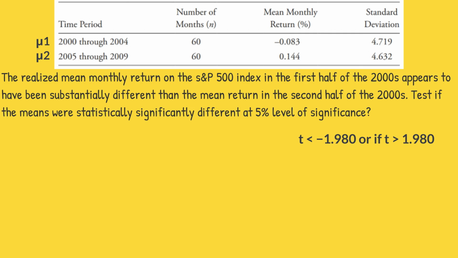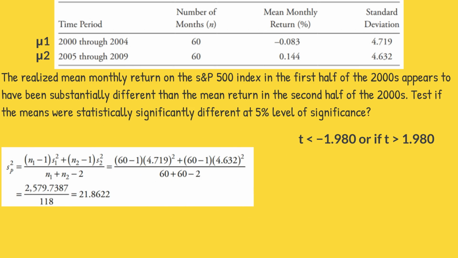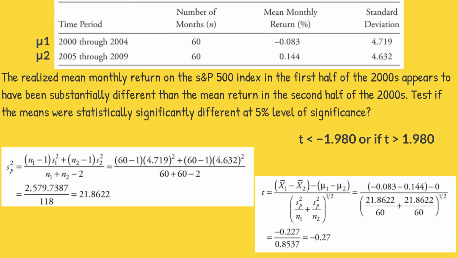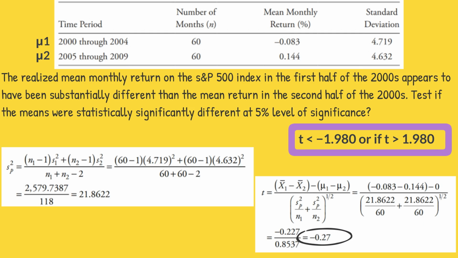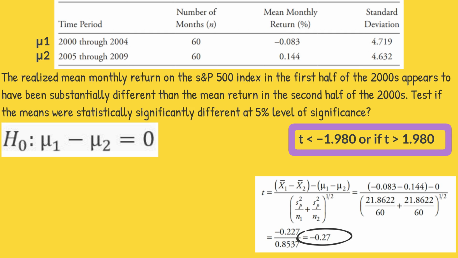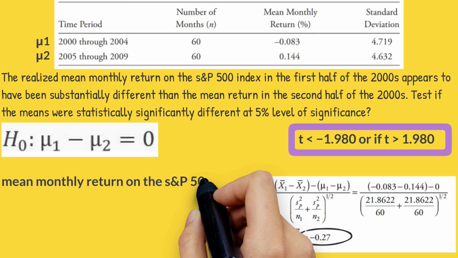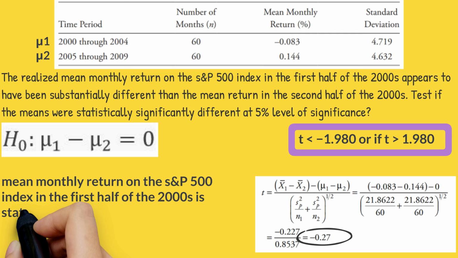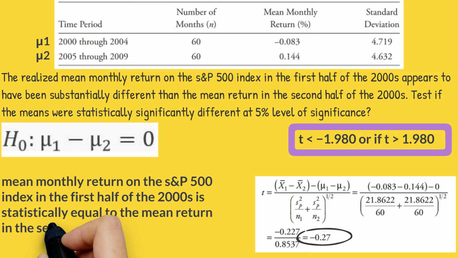In calculating the test statistic, the first step is to calculate the pooled estimate of the variance as follows. Now we can plug in all numbers in the formula to calculate the t-value as follows. Since the calculated t-value of negative 0.27 is neither less than the rejection point of negative 1.98 nor greater than the rejection point of 1.98, we do not reject the null hypothesis at the 5% level. Hence, we can conclude that the mean monthly return on the S&P 500 index in the first half of the 2000s is not statistically different than the mean return in the second half of the 2000s.